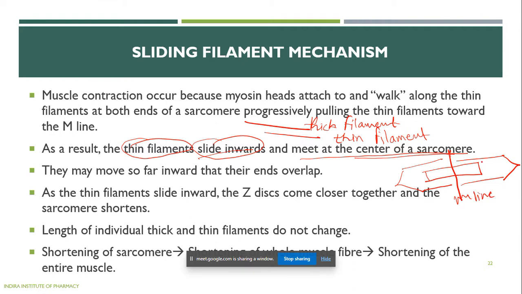Okay, so these thin filaments slide inwards. When they slide inwards, it may happen that this thin filament will slide over this thin filament, so something like this you will see. They will slide inwards and meet at the center of the sarcomere. They may move so far inward that their ends overlap. So it is also possible that the ends of this thin filament may overlap with the other thin filament. As the thin filaments slide inward, the Z discs come closer together.